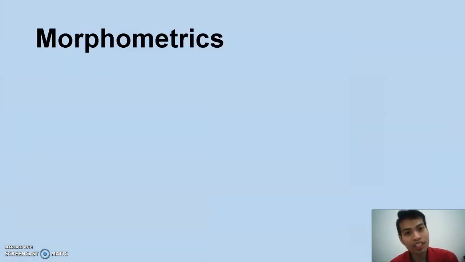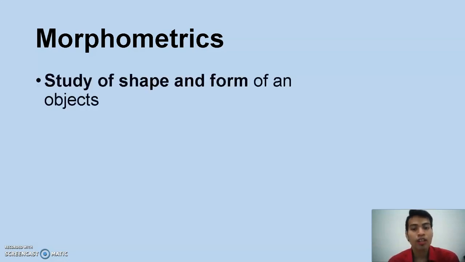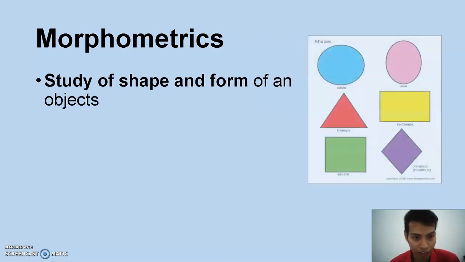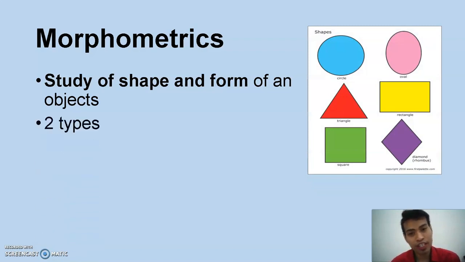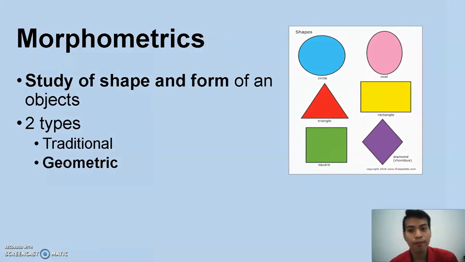One of the methods that is often used by forensic anthropologists to facilitate them in the process is known as morphometrics. Morphometrics can be simply defined as the study or the analysis of shape or form of an object, and it can be further divided into two types, which are traditional morphometric and geometric morphometric.